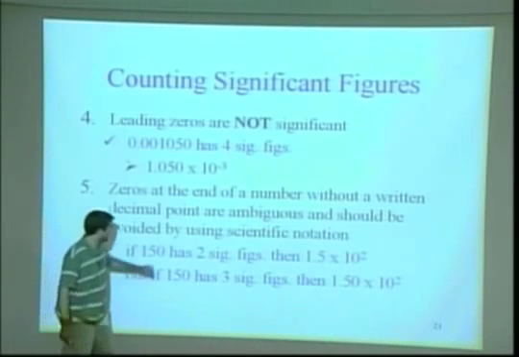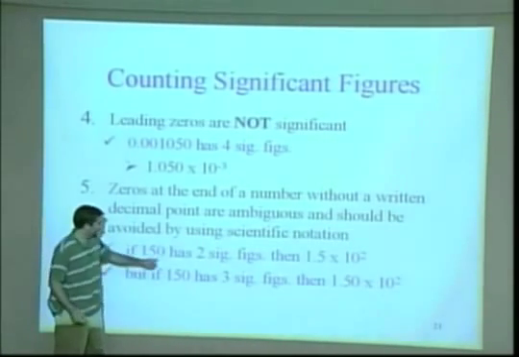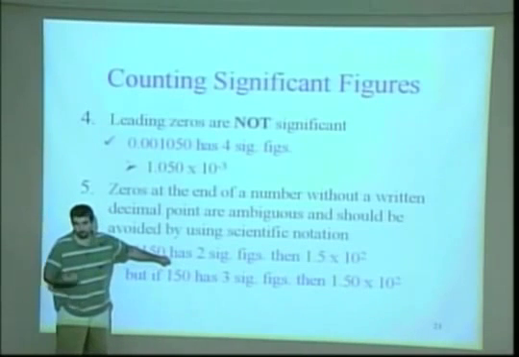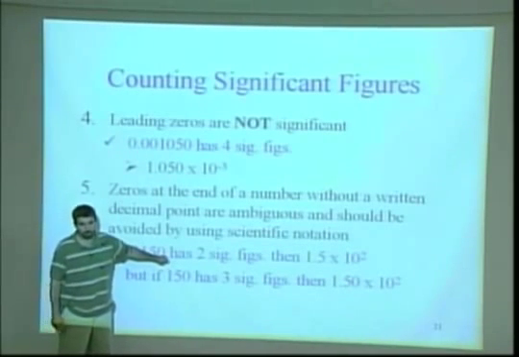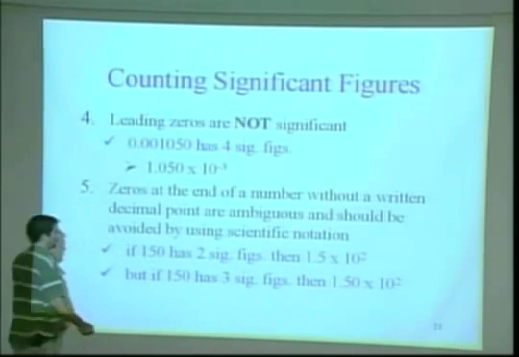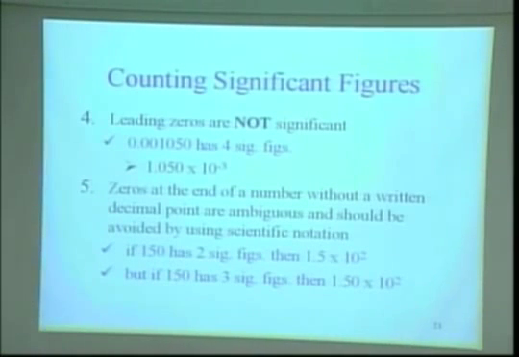Sometimes people, in the old school science, would put a dot after the 150 to say that there's 3 significant figures there, but you won't see that from me. Don't worry about it. Does that make sense? Do I need to re-explain any of this? Are you with me?